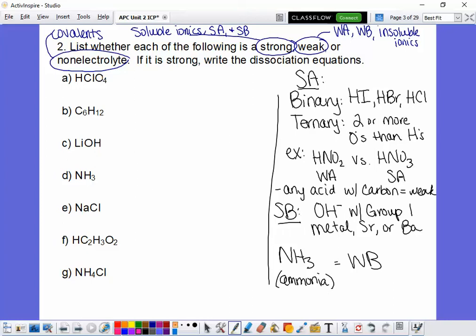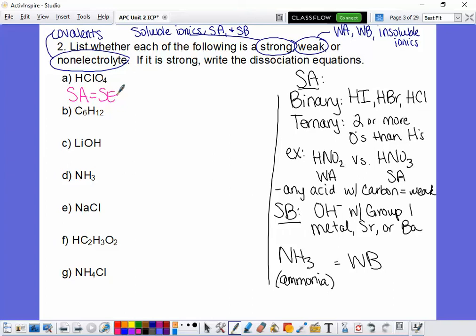All right, so looking at this first one, HClO4. What type of compound is that? It's an acid. What type of acid? Is it strong or weak? Strong acid, because there's 3 more oxygens than hydrogens. So since it's a strong acid, what type of electrolyte? Strong. Strong acid, strong electrolyte. Strong, weak, weak. So since this is a strong electrolyte, we're going to write the dissociation equation.